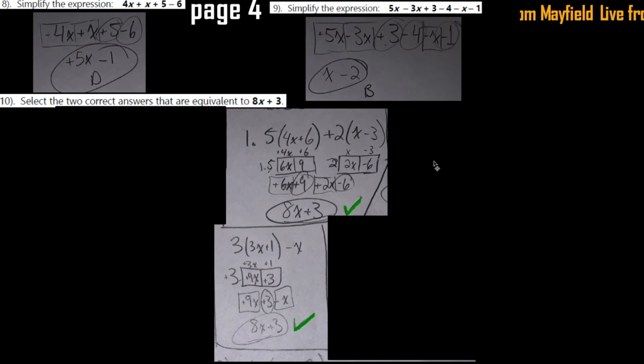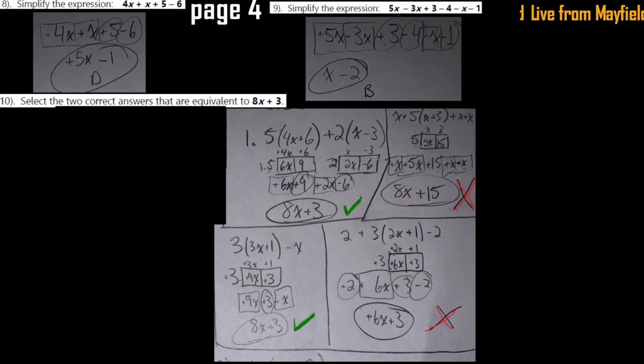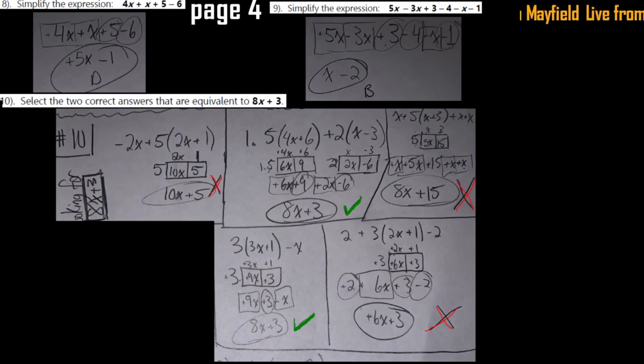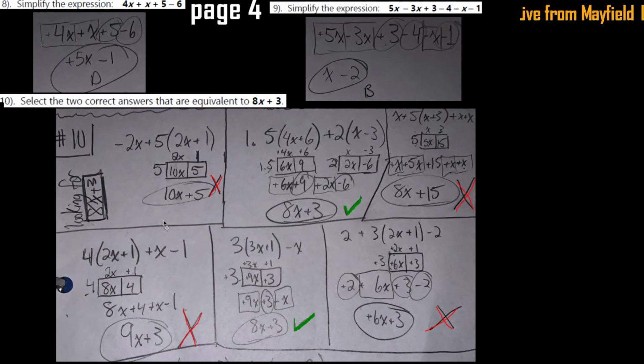Again, if you want to see those other ones, to see what they do end up being, there you go. Again, I made a note for myself. I'm saying we're looking for 8x plus 3. So I just put a red X by the ones that are not what we're looking for.